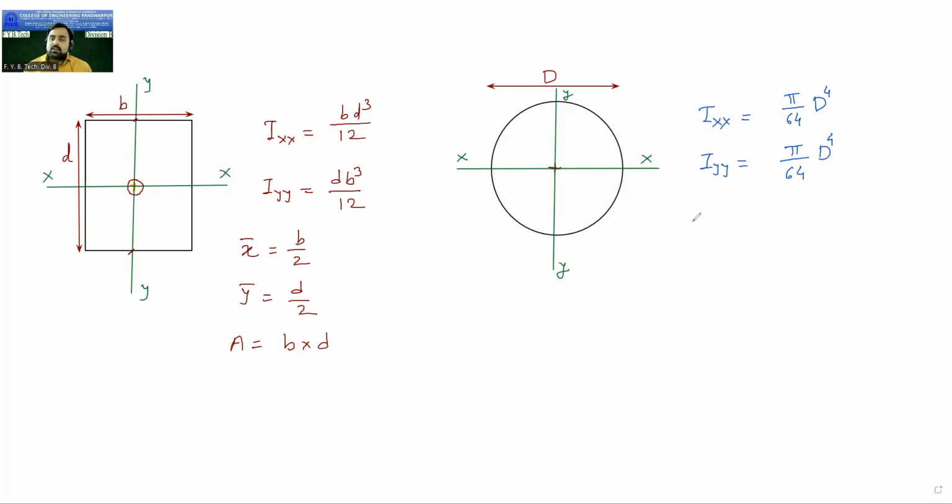Now you tell me for the circle, what is x bar? R. And what is y bar? Y bar is also R. And what is the area of the circle? Pi r square, or pi by 4 d square. Instead of r, if you put d by 2, then it will be pi by 4 d square. So this is about circle.